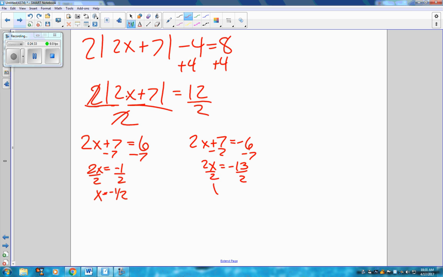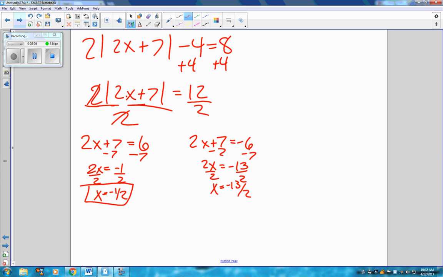So that I get x is equal to negative 13.5. You have to plug them back into the formula because sometimes they will not both work. Negative 1/2 times 2 is negative 1. Negative 1 plus 7 is positive 6. Absolute value of 6 is 6. 6 times 2 is 12. 12 minus 4 is 8. Does 8 equal 8? Yes. So this one worked. This is one answer.